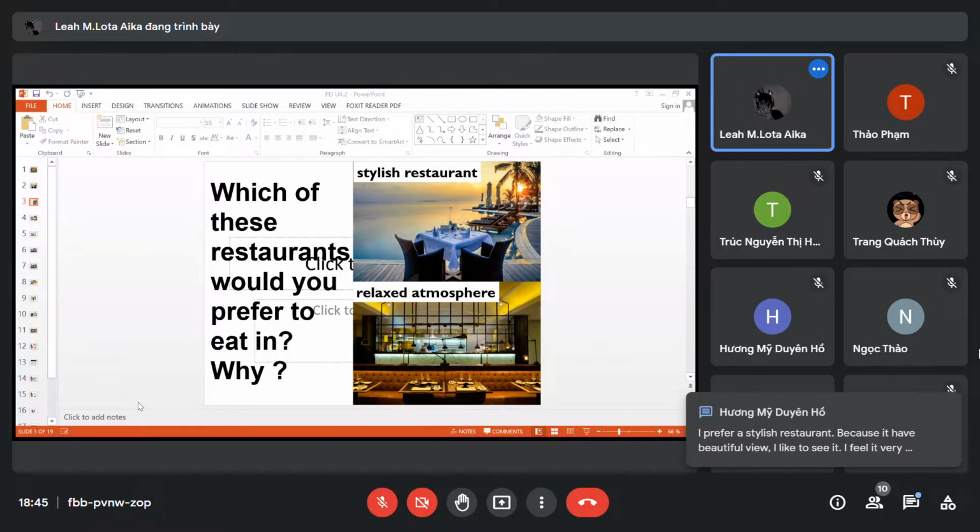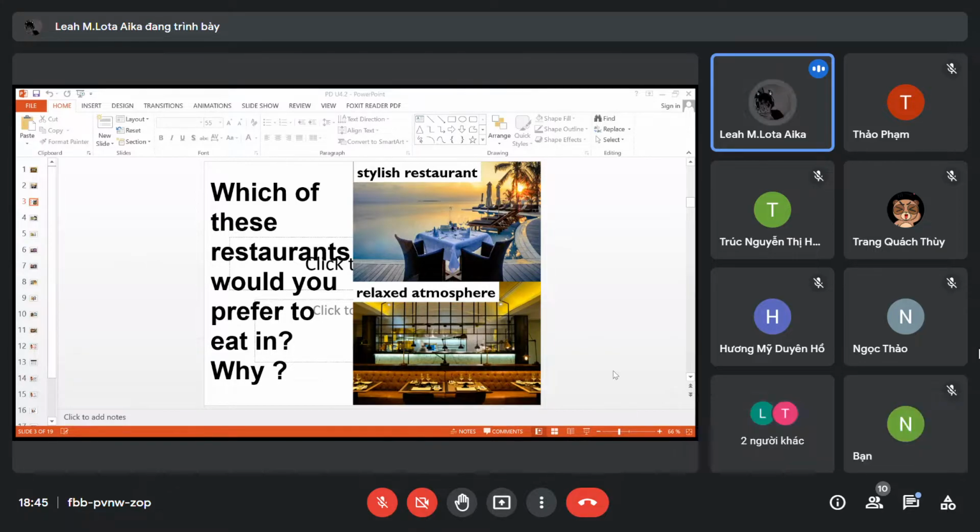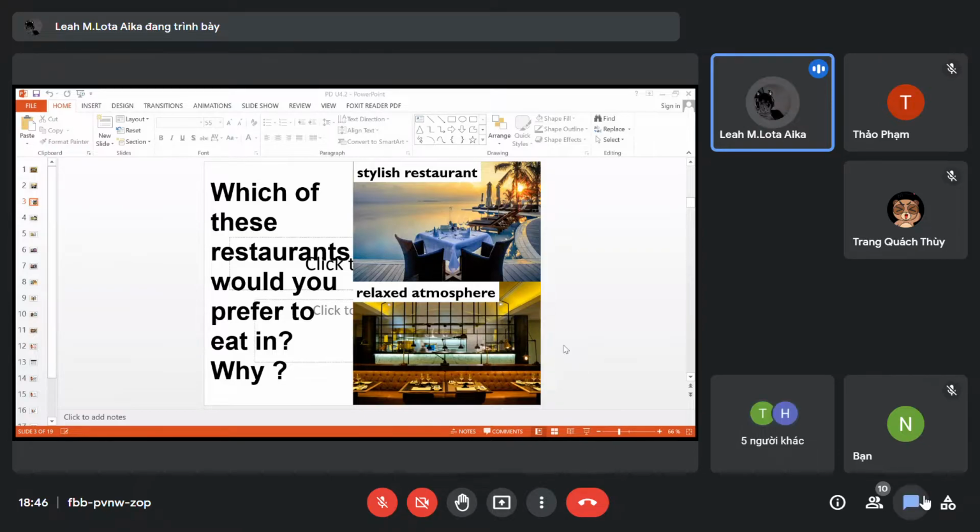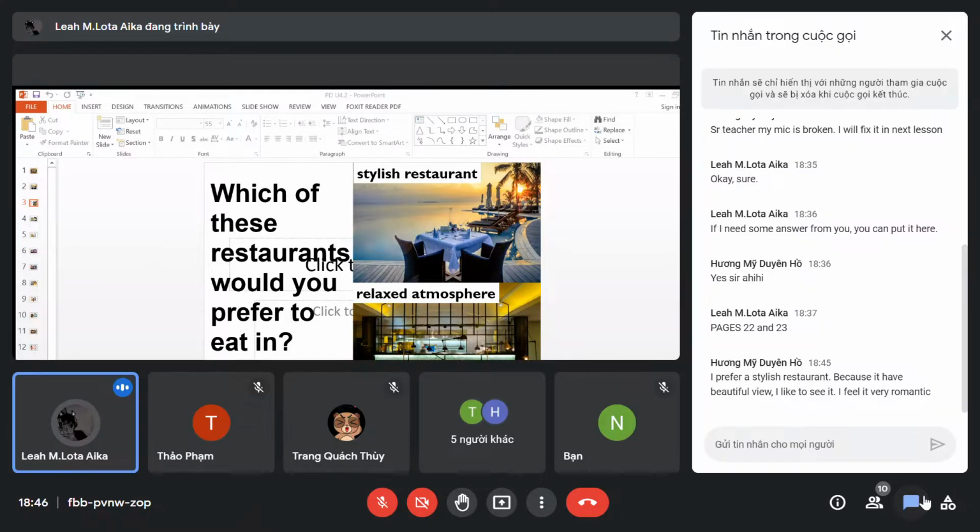I prefer a stylish restaurant because it has a beautiful view. I like to see it and it feels so. Okay, all right, this is cool. It has a beautiful view and you feel very romantic when you see it. Just a few corrections with your writing: I prefer a stylish restaurant because it has.